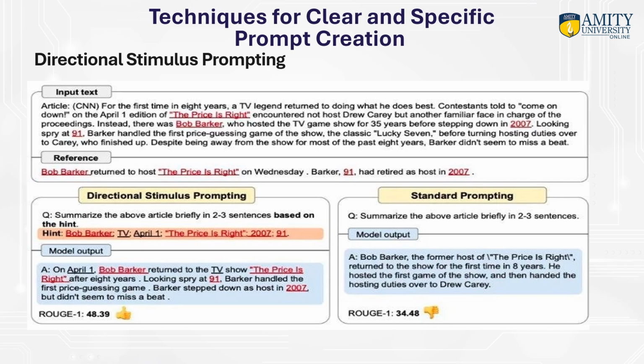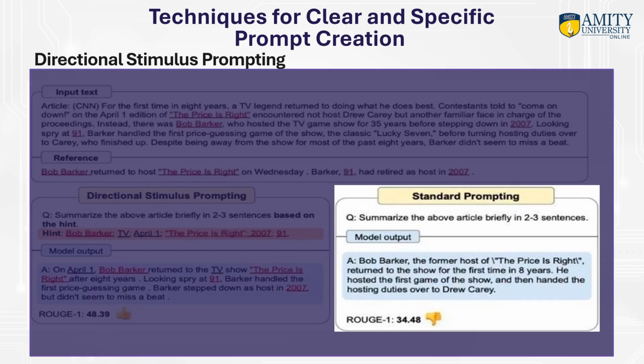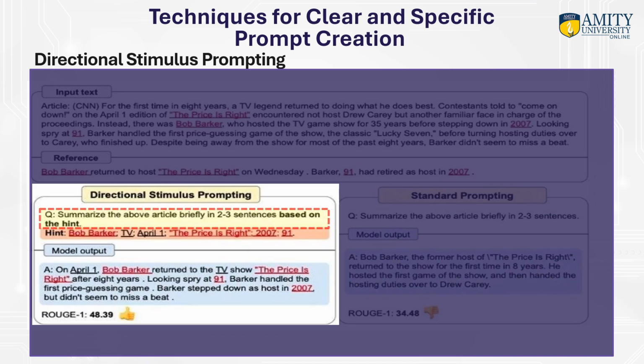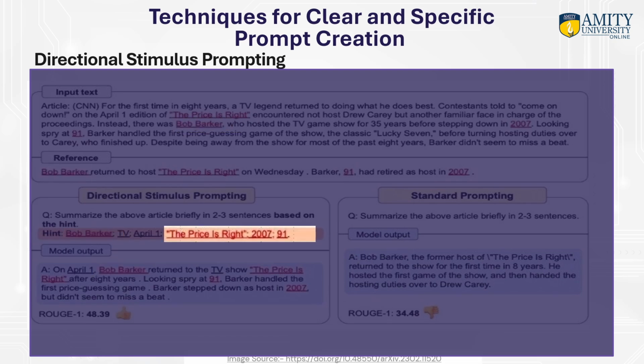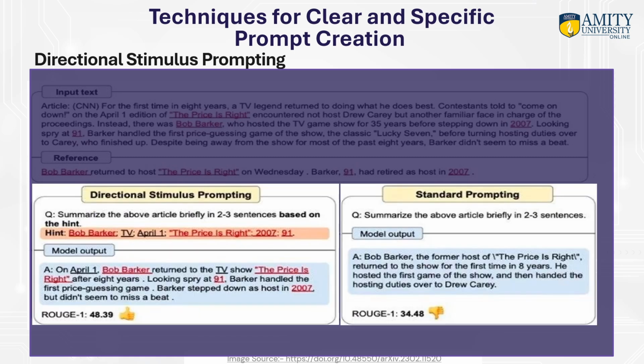So let's try to understand with this example, you are given this article. Now standard prompting is: summarize the above article briefly in 2 to 3 sentences. So it has summarized in a random way. But if you give the prompt: summarize the above article briefly in 2 to 3 sentences based on the hint, and the hint is that you have to focus on this person, Bob Barker, and The Price is Right, what was the work of this person, and in what year it was.